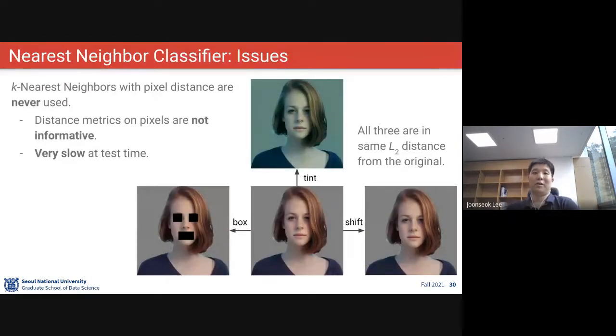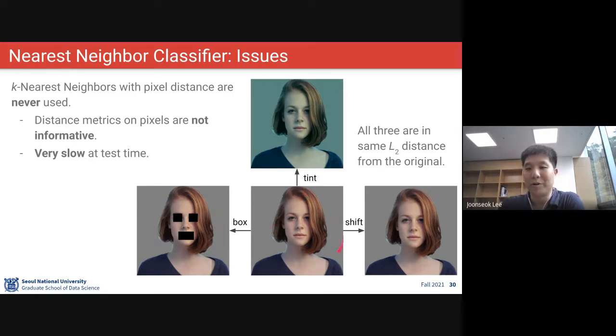So far we have tried the nearest neighbors classifier on image classification, but does it work or not? We don't know yet, right? It's usually horrible. Unfortunately, the nearest neighbor classifier is actually never used for pixel distance image classification. So here's an example.